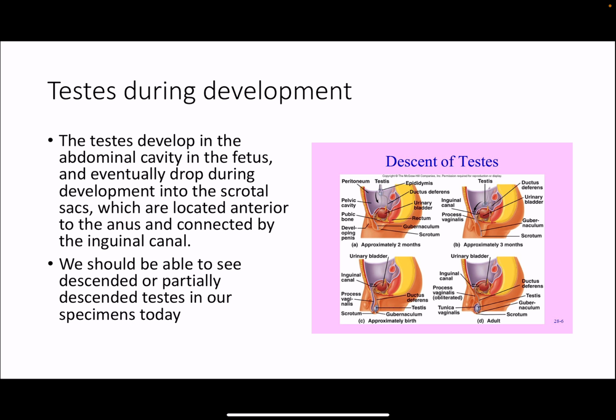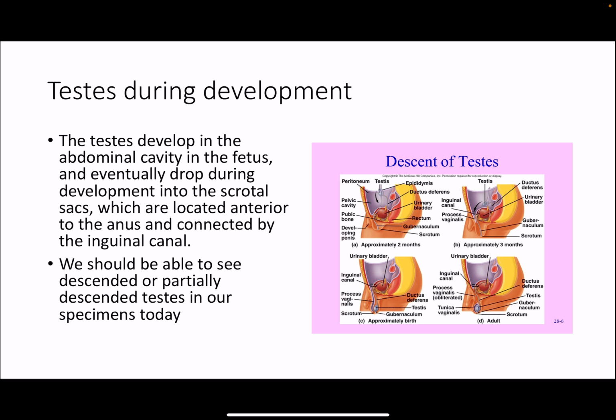So during embryonic development, the testes are actually internal to the body. So they first start to develop in the abdominal cavity of a fetus, and they will gradually migrate during development down into the scrotal sacs. So it travels through something known as the inguinal canal, and then will drop down into the scrotal sac. So when we usually observe our specimens in the lab, we generally can see descended or partially descended testes. We usually have a decent mix. So it's actually interesting to see that process as it occurs.